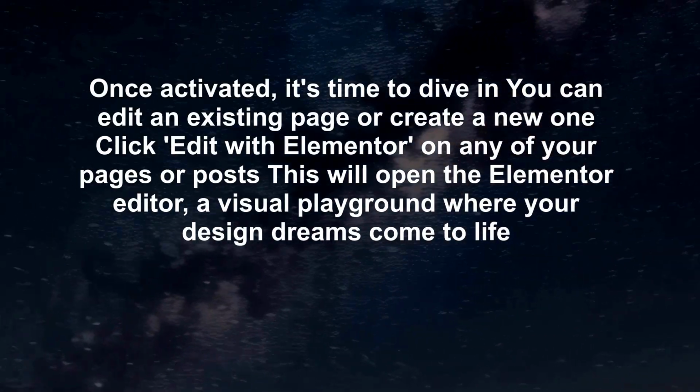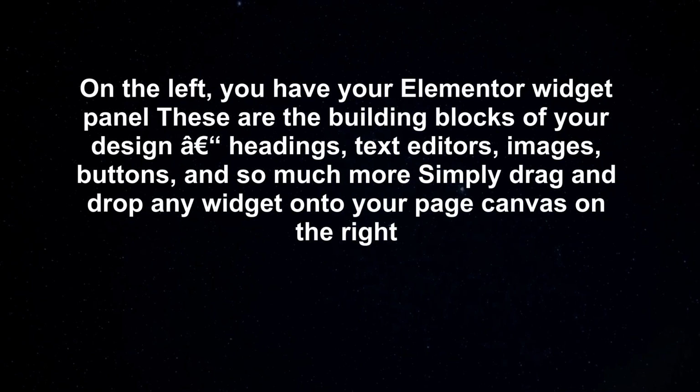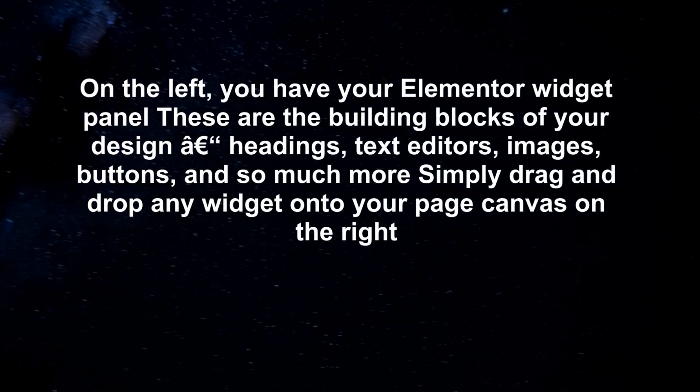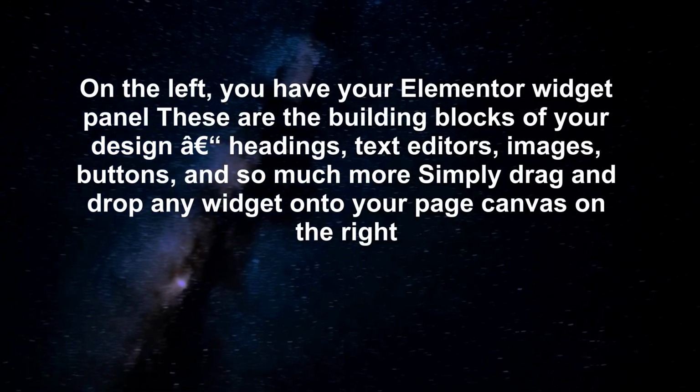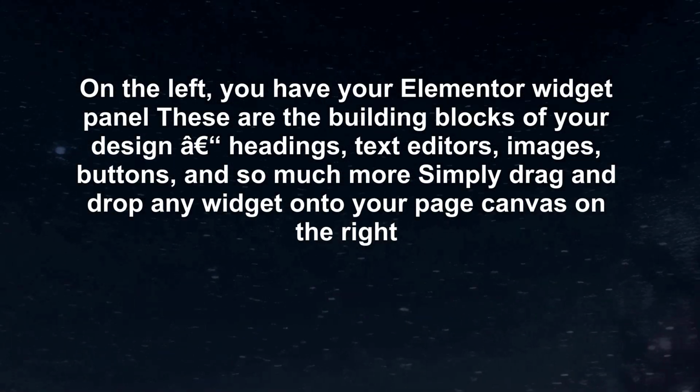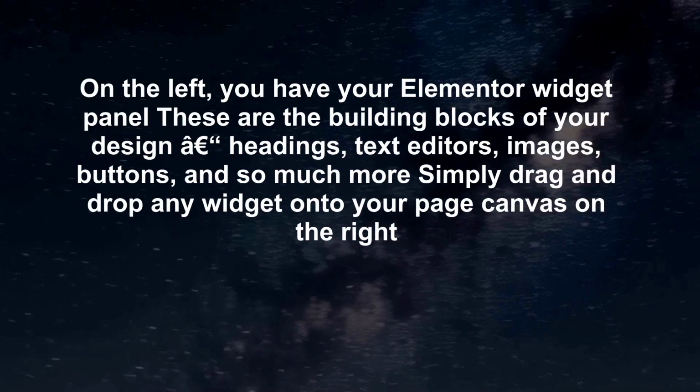On the left, you have your Elementor widget panel. These are the building blocks of your design: columns, headings, text editors, images, buttons, and so much more. Simply drag and drop any widget onto your page canvas on the right.